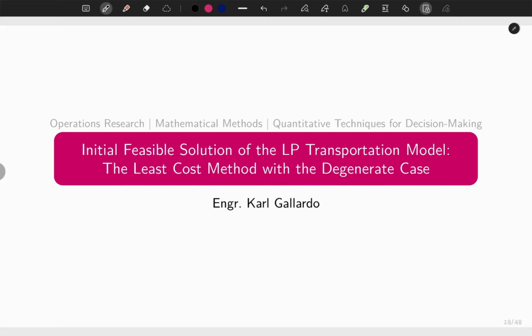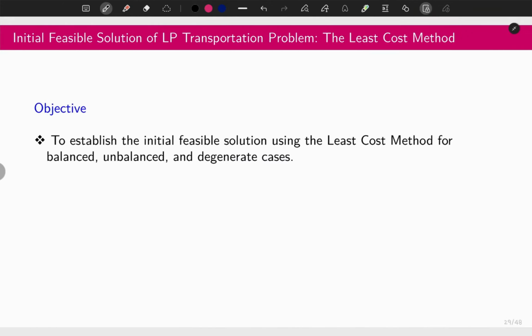In this lesson, we'll talk about the initial feasible solution of the LP transportation model using the least cost method with the degenerate case. So far, we have already discussed the northwest corner rule in getting the initial feasible solution. Now, the least cost method is the second method that we'll discuss. So, our objective is to find the IFS using this method for balanced, unbalanced, and degenerate cases.